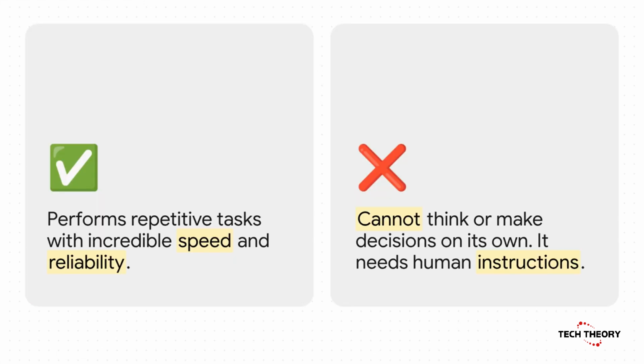But if you had to boil it all down to one single idea, this is it. The computer's greatest strength is its ability to follow our orders with incredible speed and perfect reliability. But that's also its biggest limitation. It's not actually smart. It can't think for itself. It can't have a new idea or feel an emotion. It can only, and I mean only, do exactly what we tell it to do.